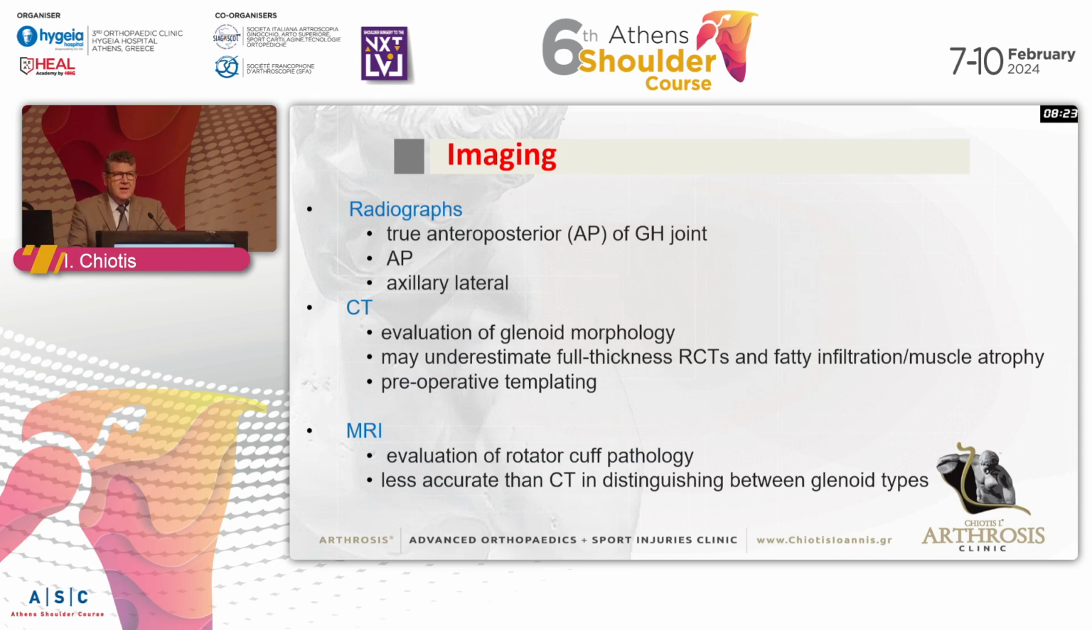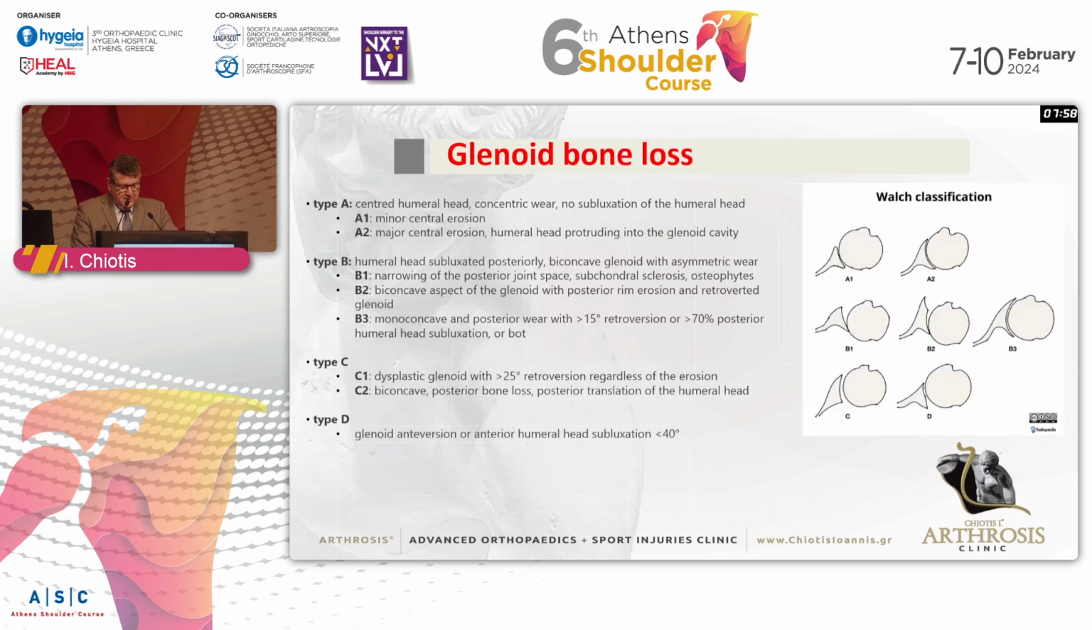Radiographs give us a first idea of the grade of osteoarthritis, but CT scan gives us a lot of information about the morphology of the glenoid, and of course, we can do the operative templating from that. MRI gives us a lot of information about the situation of the rotator cuff. The glenoid morphology is very useful when we want to do a surgical treatment.